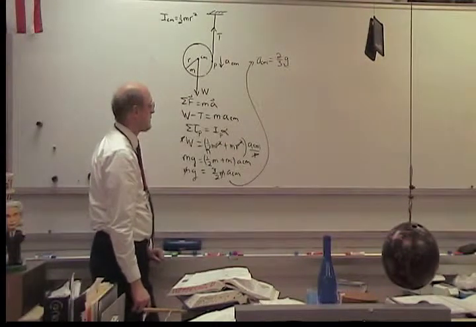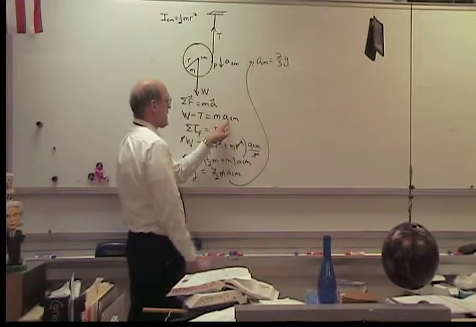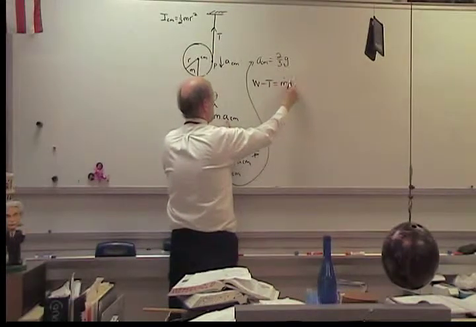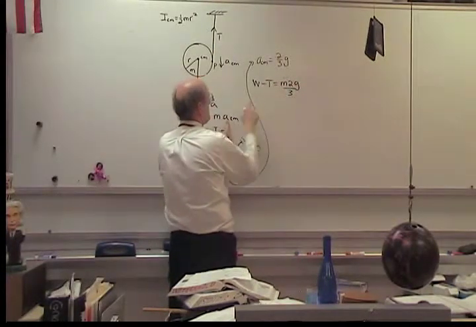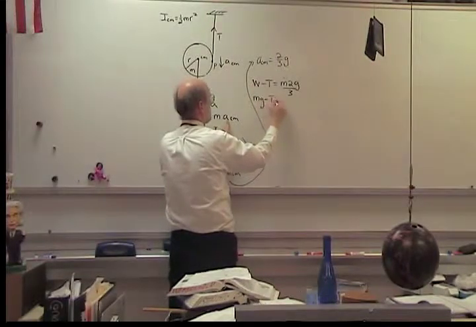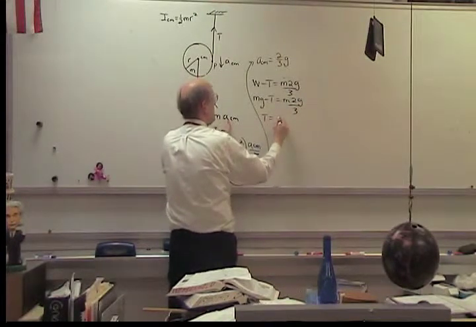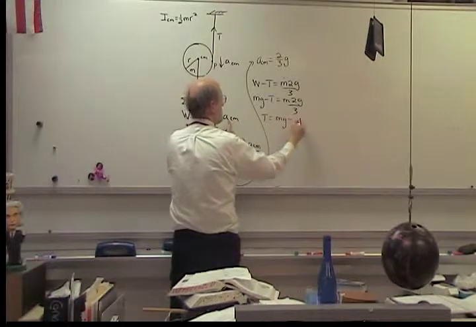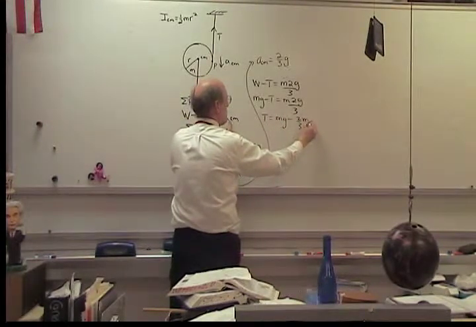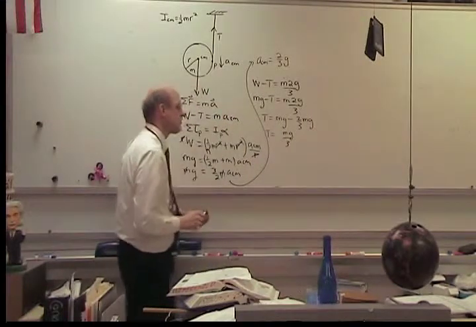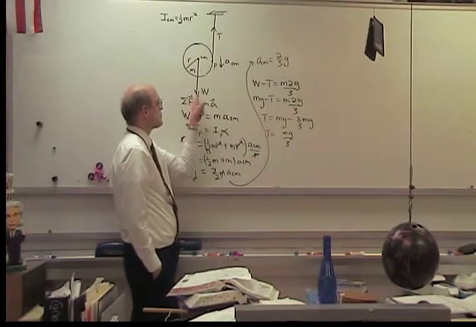How about the tension? Well, now that we know the acceleration of the center of mass, we can substitute that into here. So we have weight minus T is equal to m times 2g over 3. Weight is mg. Solving for T, we get mg minus 2/3 mg, or mg over 3, where the tension is equal to 1/3 the weight.